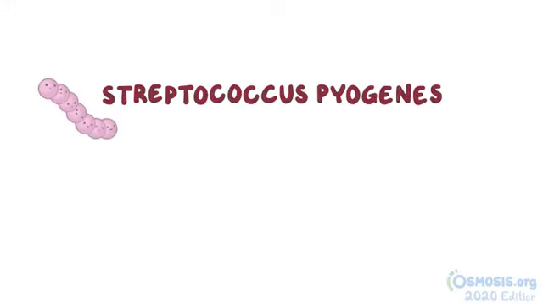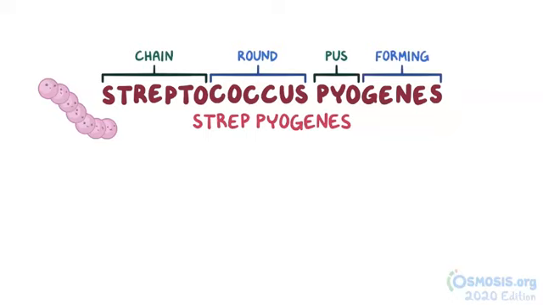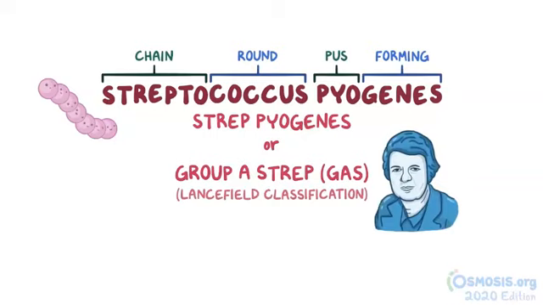Streptococcus pyogenes, sometimes called strep pyogenes, can be broken down into strepto, which means chain, coccus, which refers to round shape, pyo, which means pus, and genes, which refers to forming. So strep pyogenes are round bacteria that grow in chains, and are responsible for a number of infections that often present with pus. Strep pyogenes are also called Group A strep, or GAS, in Lancefield's classification, developed by American microbiologist Rebecca Lancefield.